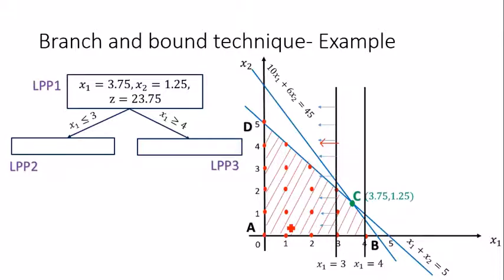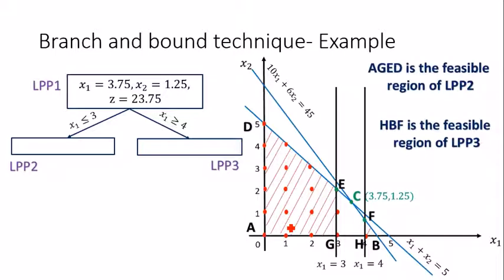The original region is ABCD. When you introduce this constraint and find the intersection with the original LPP, you will see that AGED is the feasible region of LPP2. Similarly, you draw the other constraint x1 equals 4, and since this is greater than or equal to, the region will lie on the right side of it. Taking the intersection with the original LPP gives you the feasible region HBF of LPP3.